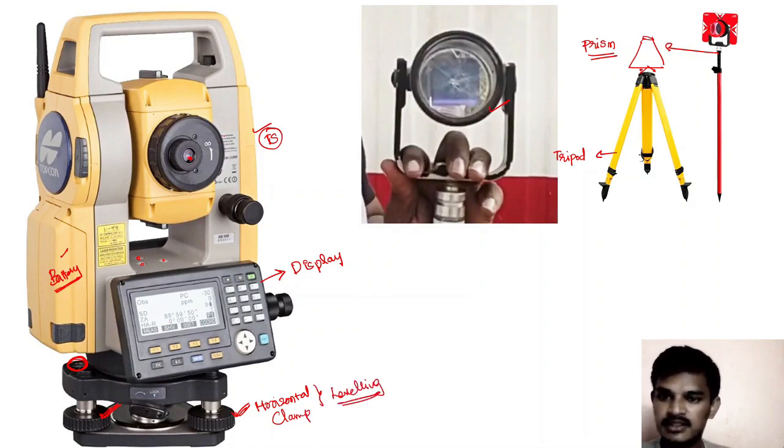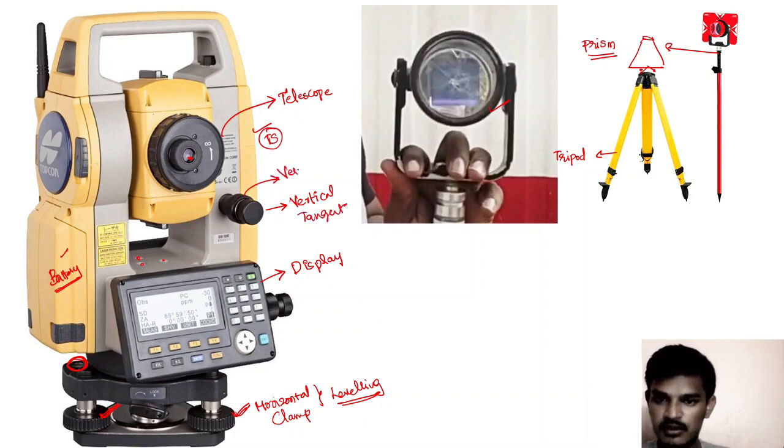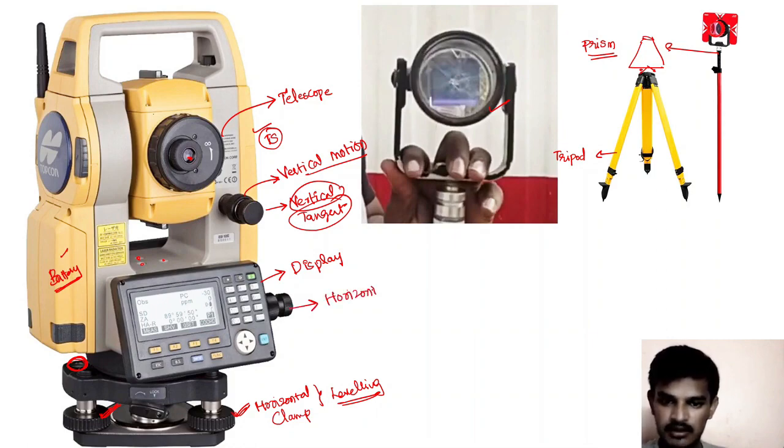And this is the telescope, and this is the vertical tangent screw, and this is the vertical motion screw, right? The importance of the vertical tangent screw is that if we loosen it, the telescope setup will rotate in the vertical direction. And this is the horizontal tangent screw, and this is the horizontal motion screw.